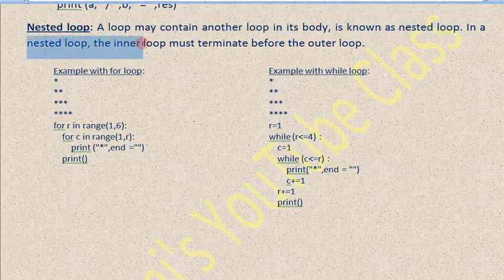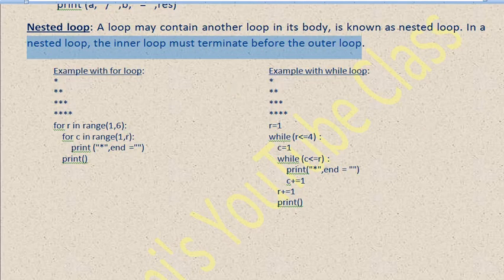In a nested loop, the inner loop must terminate before the outer loop. In a nested loop, what happens? The inner loop, the loop which you wrote inside the outer loop, will terminate first. It means the job of the inner loop will get over first. Thereafter, it will continue with the job of the outer loop.